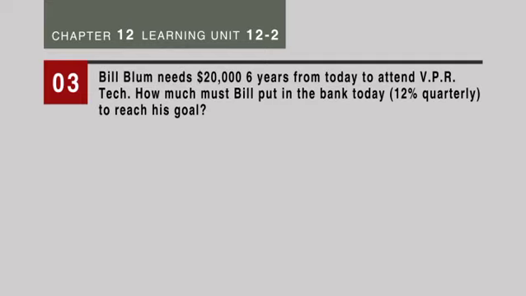Number 3, Bill Blum needs $20,000 6 years from today to attend VPR Tech. How much must Bill put in the bank today at 12% quarterly to reach his goal? So we know that he can get 12% quarterly, so our number of periods is going to be 6 years times 4, which is 24 periods. 12% divided by 4, which is quarters, equals 3%.